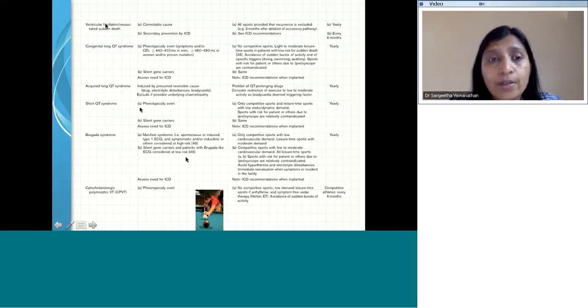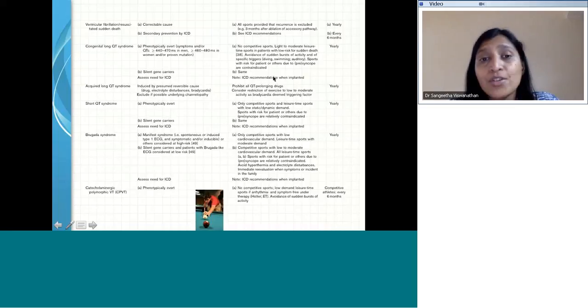So once again, there's a huge list here with recommendations for long QT, short QT, Brugada, catecholaminergic VT, etc. The important point is that for long QT syndrome, no competitive sport is allowed. Only leisure activity is allowed, whether it is a silent gene carrier or a phenotypically overt individual. Similarly, for Brugada syndrome, competitive sport with low cardiovascular demand, so maybe golf, at a competitive level.